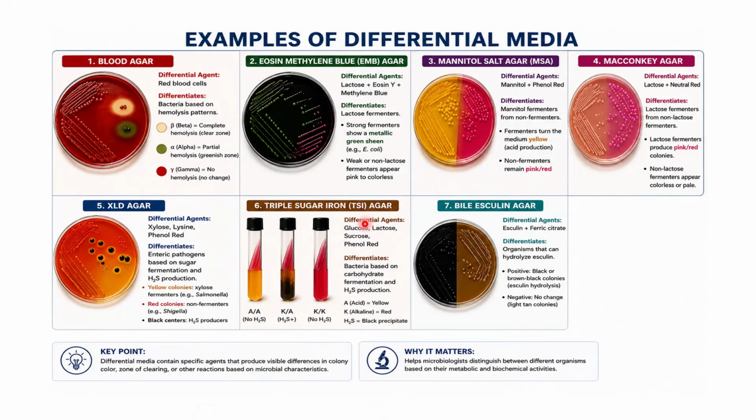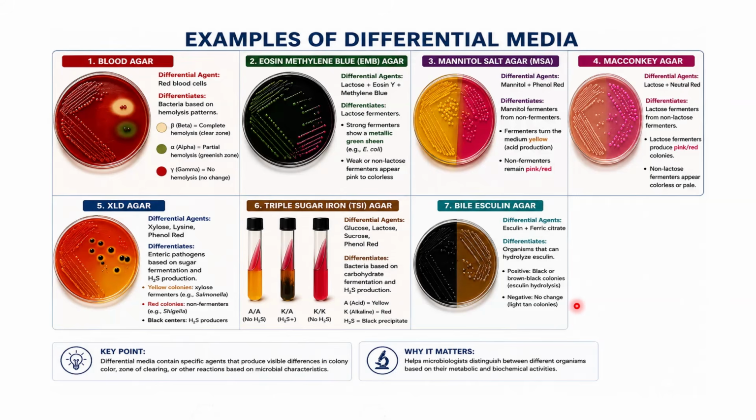So the next, or the sixth, differential medium is triple sugar iron, or in short TSI agar medium, and the differential agents in this medium are glucose, lactose, sucrose, phenol red, sodium thiosulfate, and ferrous sulfate. And these differential agents help to differentiate bacteria based on carbohydrate fermentation, gas production, and hydrogen sulfide production.